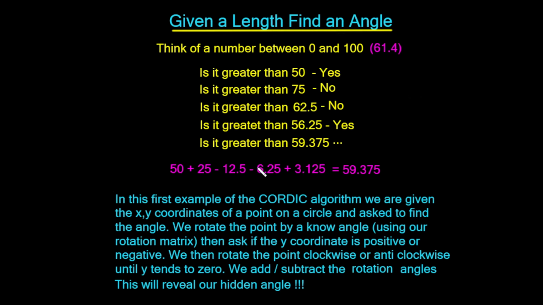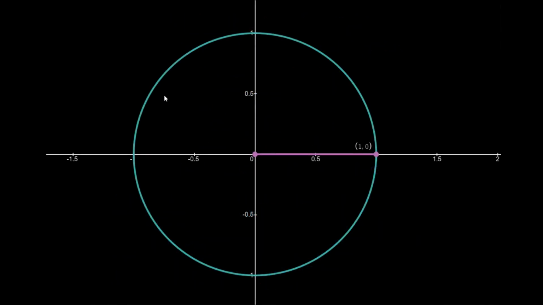So let's go ahead and we'll look at an example of this in the graphical calculator, and then we'll come back and we'll write down some of the mathematics. So we have a circle in blue and we have a phasor in pink. Now I'm going to rotate this phasor to a particular angle. Now we have to try and work out what this angle is, and the only information we're given is the x and the y coordinates of the point on the circle.